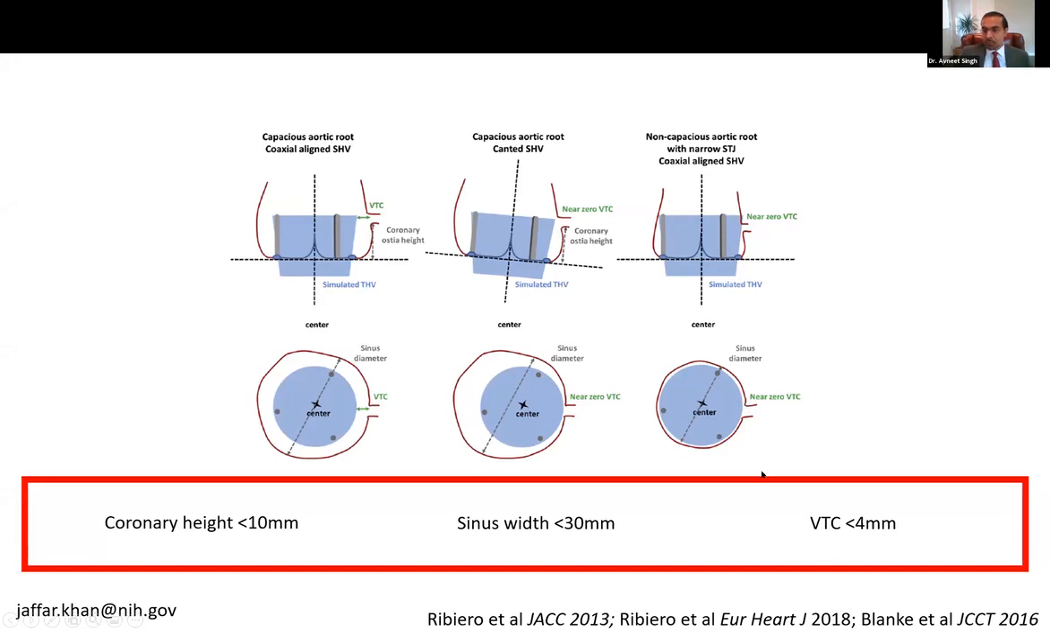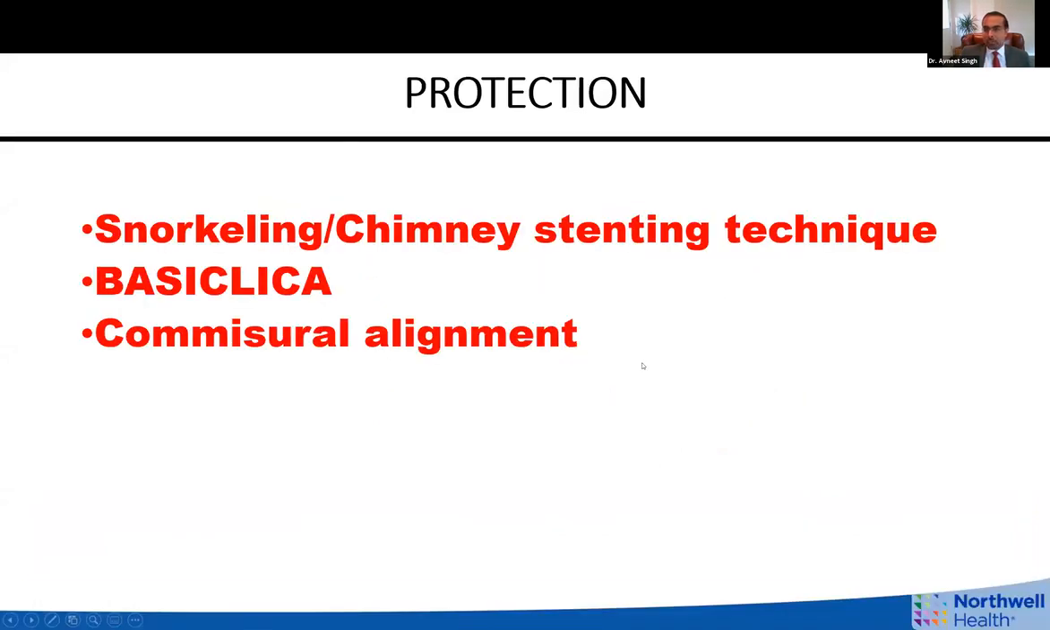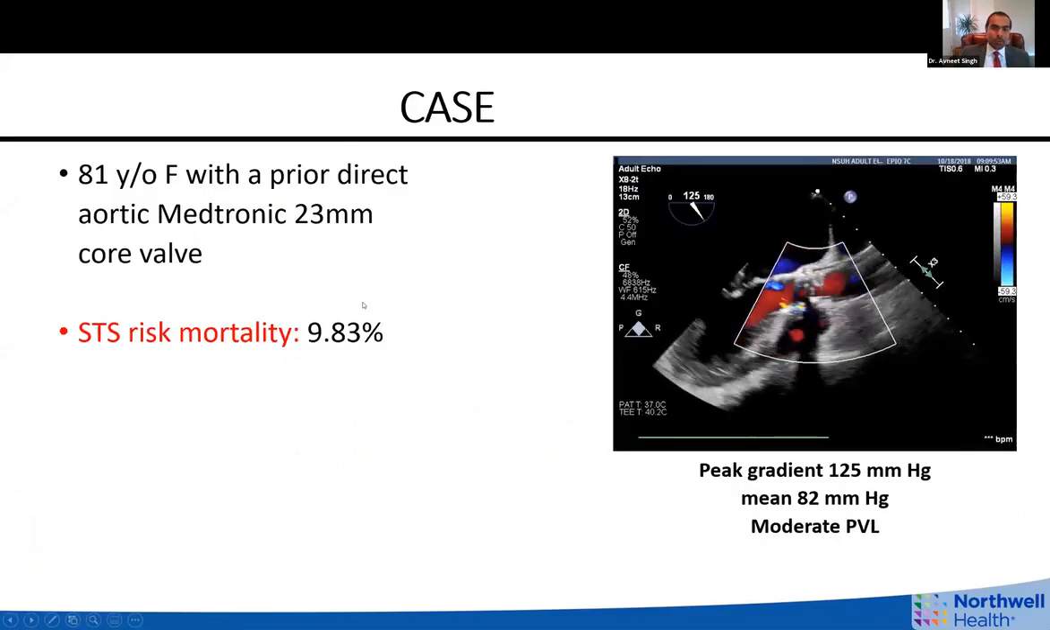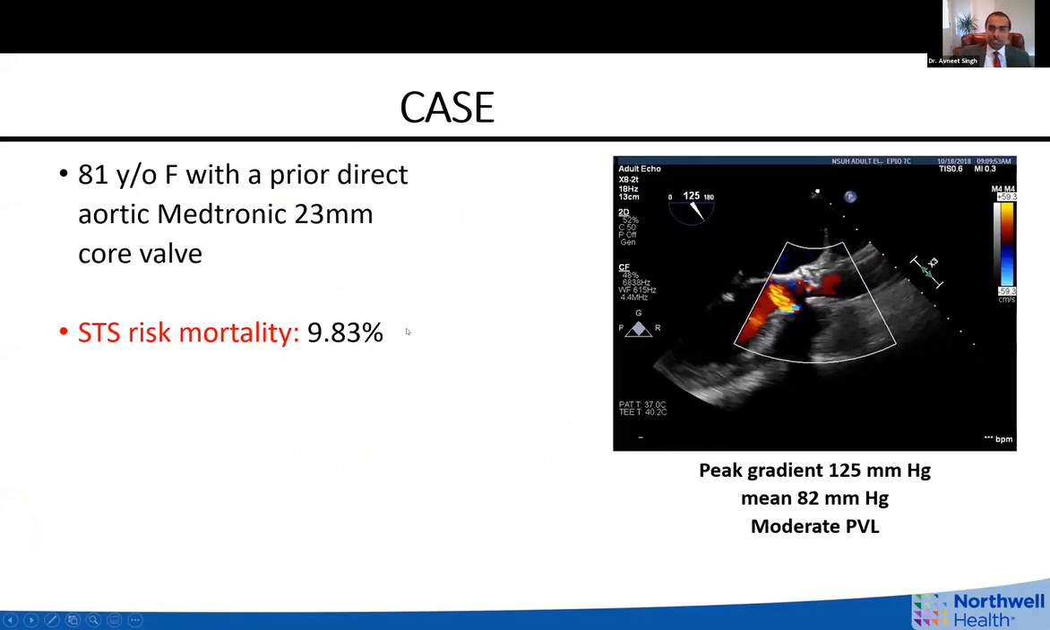The VTC less than 4, they are predictors for high risk for coronary obstruction. So now that we know what the predictors are, how are we going to prevent this? This is what's been done most commonly, or was being done most commonly, the chimney technique.